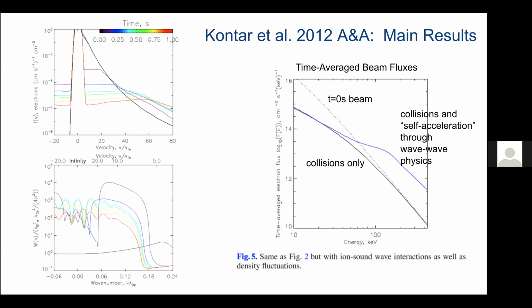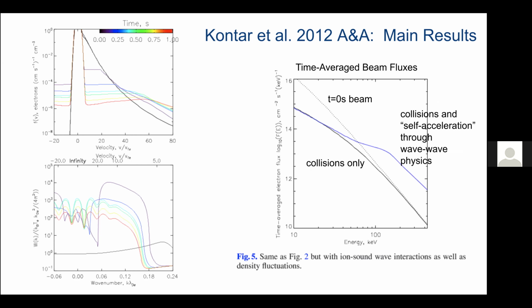You have a depletion of low energy electrons, generation of Langmuir waves. Langmuir waves decay, can scatter, and they can result in an acceleration of high energy electrons. So we have a larger high energy tail than before, which is incredible to me. This has not been appreciated in my field, I think, very much.